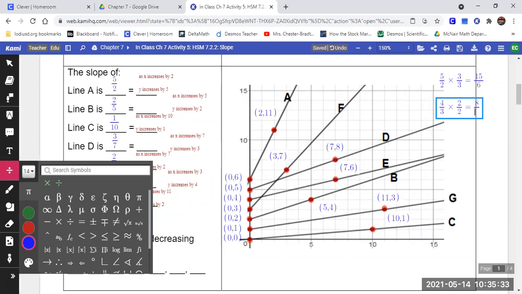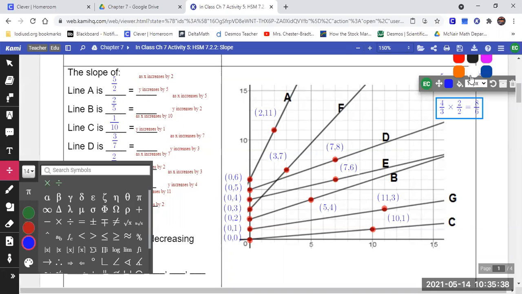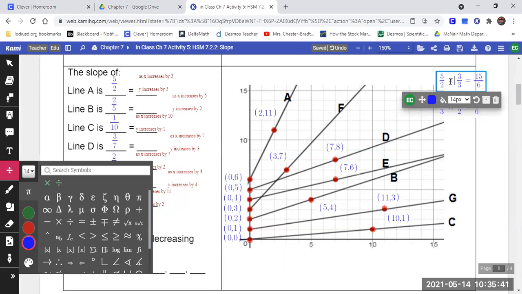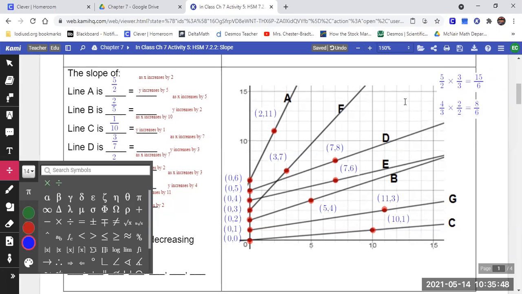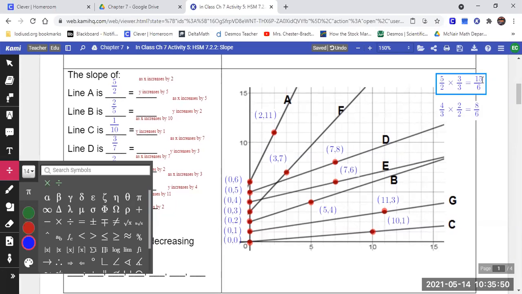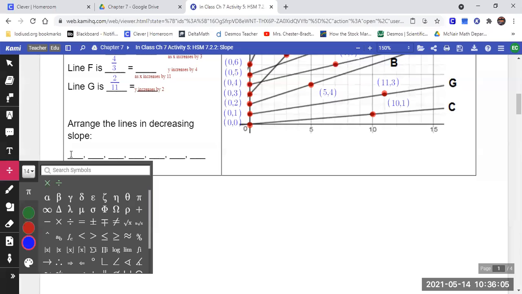8 over 6. Okay. So we were just using our fraction rules to turn these into common denominators. Now we're going to look at the graph. 15 over 6 is clearly a bigger number, right? 15 is bigger than 8. And if I look on the graph, A looks like it's sharper, it's taller, almost straight down, right? So A is my biggest, which is the 5 over 2.